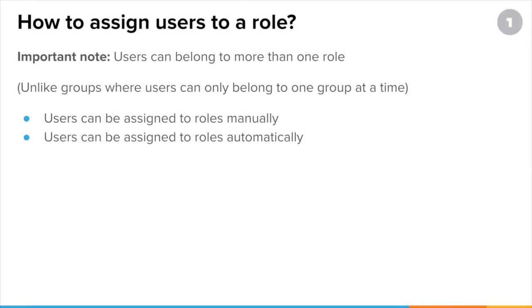Guess what? Assigning users to roles, same options. You can assign them manually, or you can assign them automatically like we did with groups using mappings. Big difference again between groups and mappings at this point is a user can be assigned to more than one role versus, remember with those groups, only one group at a time. So let's take a look at how to assign those roles.